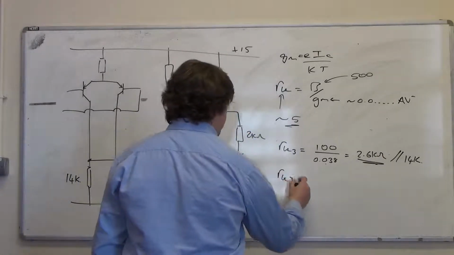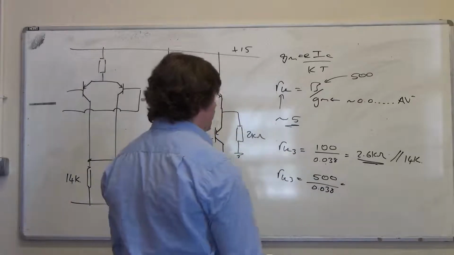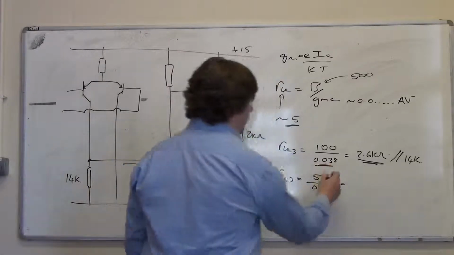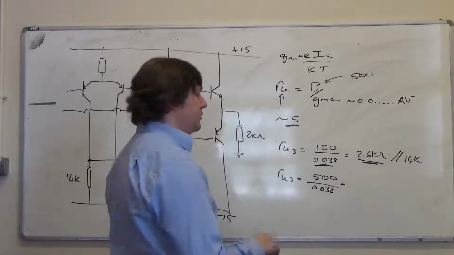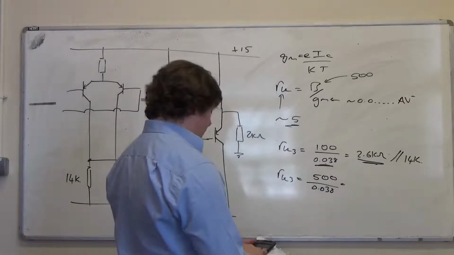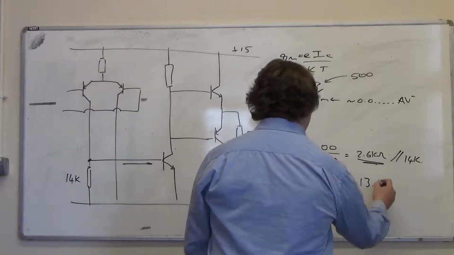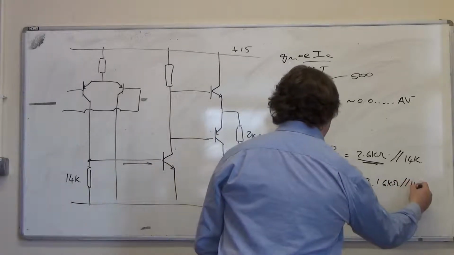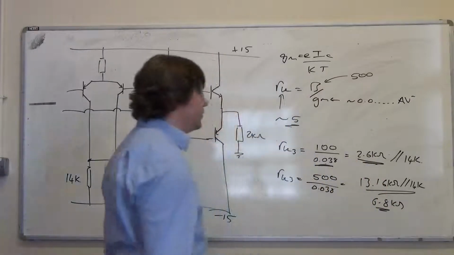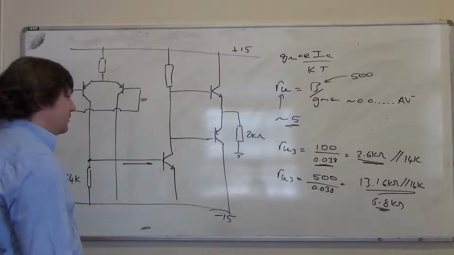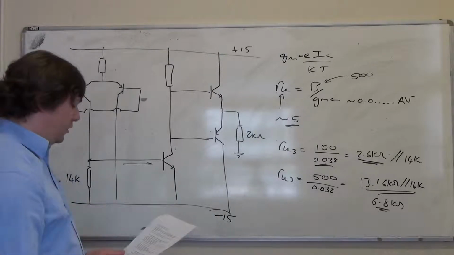Whereas with our new arrangement, we'll have 500 over about 0.038, which, if you don't know where this is coming from, go and watch the last couple of videos in this tutorial sheet section and you'll see it. So 500 over 0.038 is 13.15 kiloohms actually, in parallel to 14k. So this has gone up to something in the order of 6.8k, I would imagine, from 2.6k. So that's going to yield a much different answer to the gain of the first stage.